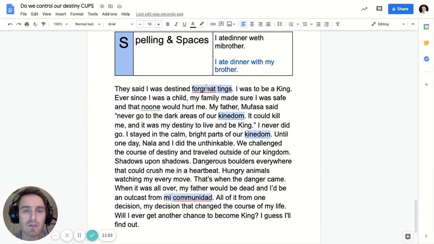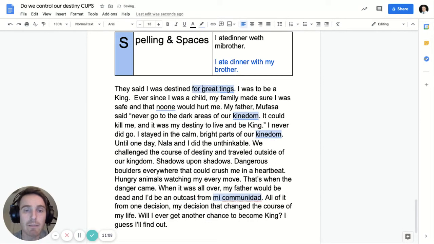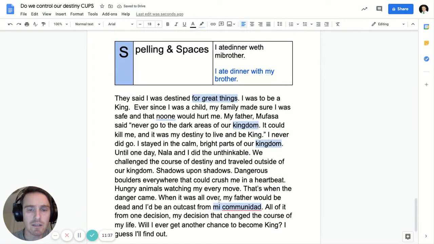"They said I was destined for great things." All right, here we go. Make sure you have the space between each individual word. And then "tings": that's not how you spell the word. It's actually "things" right here. So that's something you can look out for, but make sure you're spelling them correctly. Here I have another example: "kingdom." Make sure you're spelling your words correctly. Here's another "kingdom."